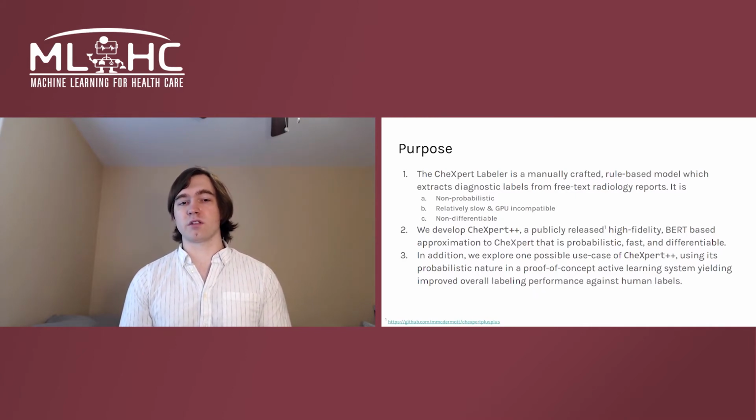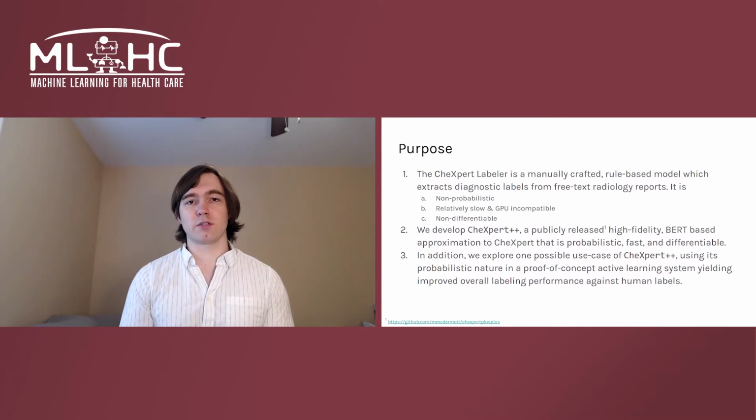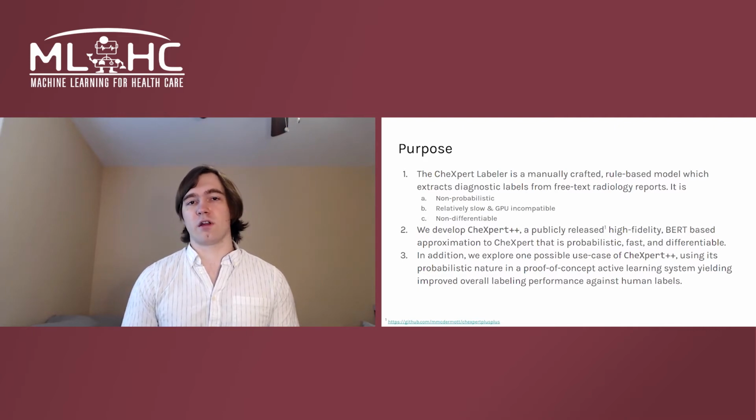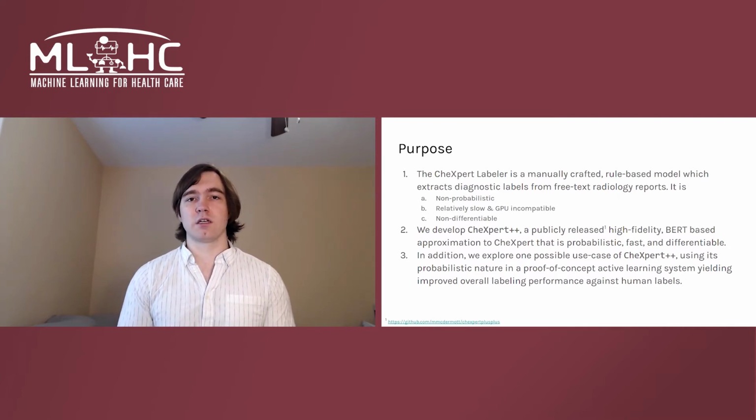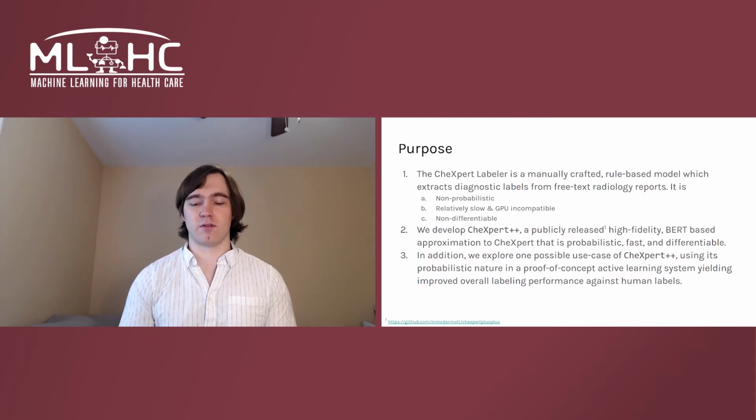However, it's also non-probabilistic, relatively slow, and non-differentiable, all three of which can limit its applicability in certain use cases. We developed CheXpert++, a high-fidelity BERT-based approximation to CheXpert that is probabilistic, fast, and differentiable, opening up these restricted applications for more study. One of those application areas that we focus on in this work is active learning, and we profile a proof-of-concept active learning system where we use the probabilistic outputs of CheXpert++ to automatically figure out which subset of the labels would most benefit from relabeling by human clinicians, and use that to improve overall labeling performance.